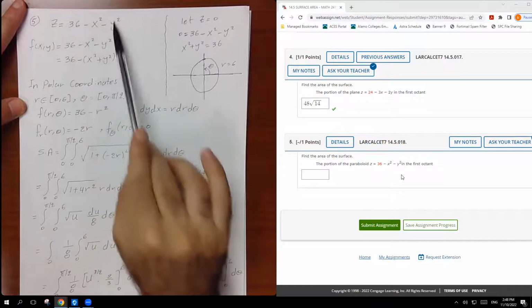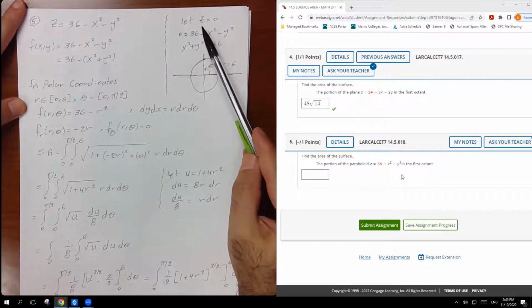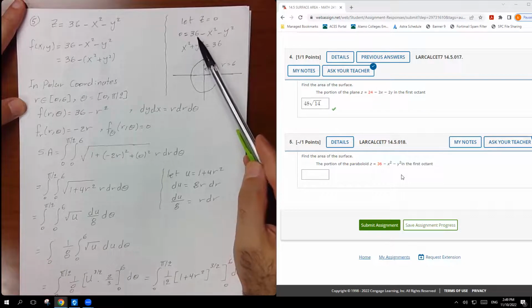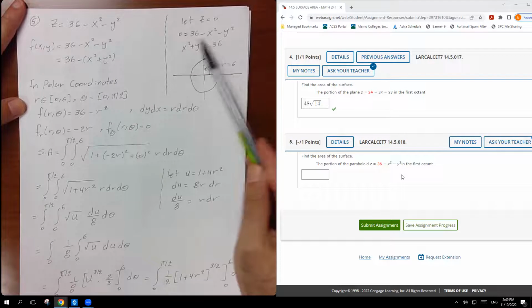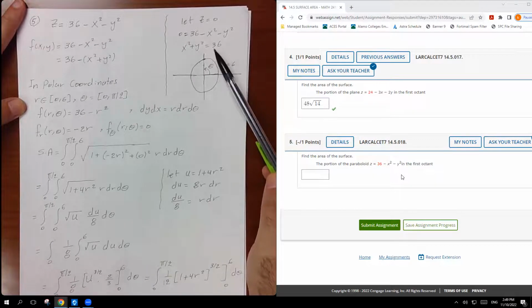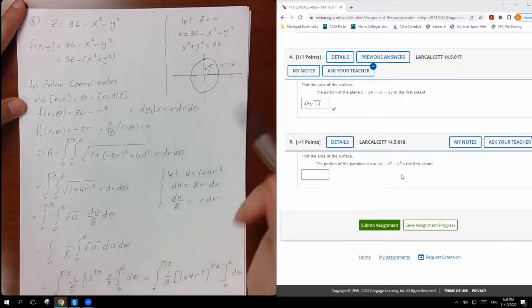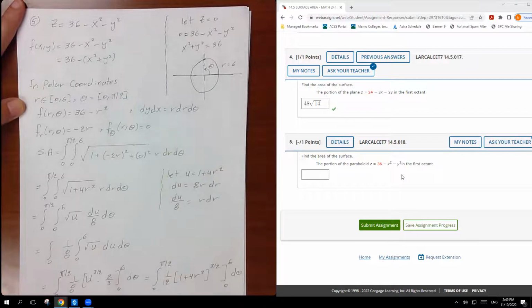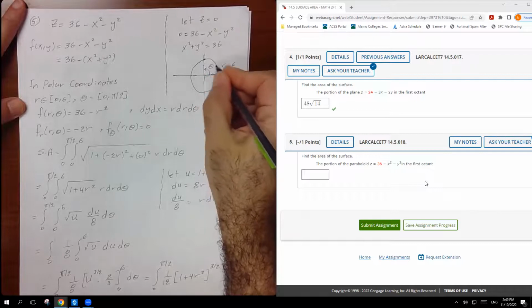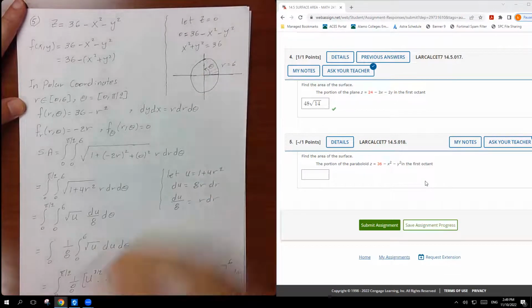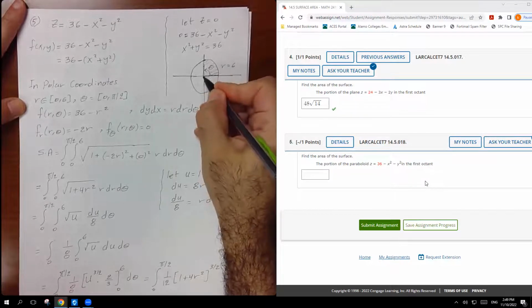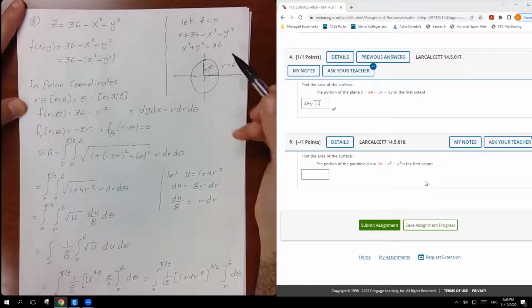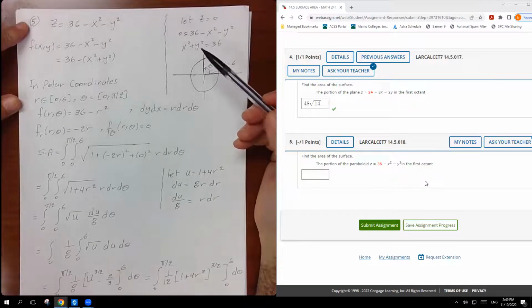Let's graph this one. I'm going to let z equal 0 and move the x squared and the y squared to this side. So it's a circle with radius r equals 6. But they're telling you to find the region in the first octant, which means this part. r equals 6, and it's going to be in polar coordinates, so we have to convert this one to polar coordinates.